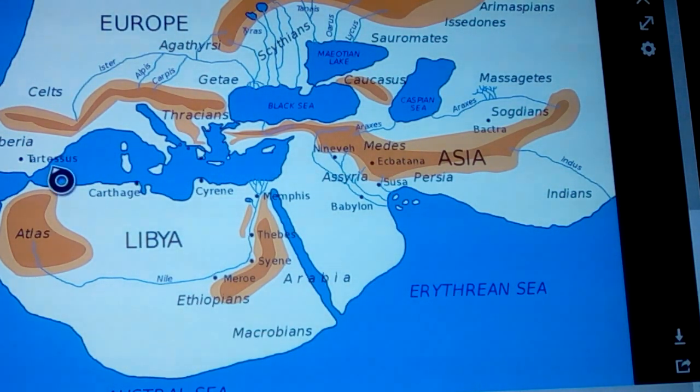Ooh, here's Tartessos. So Tartarus goes all the way from here to off the screen over here. Amazing. We'll get back to them shortly, though.